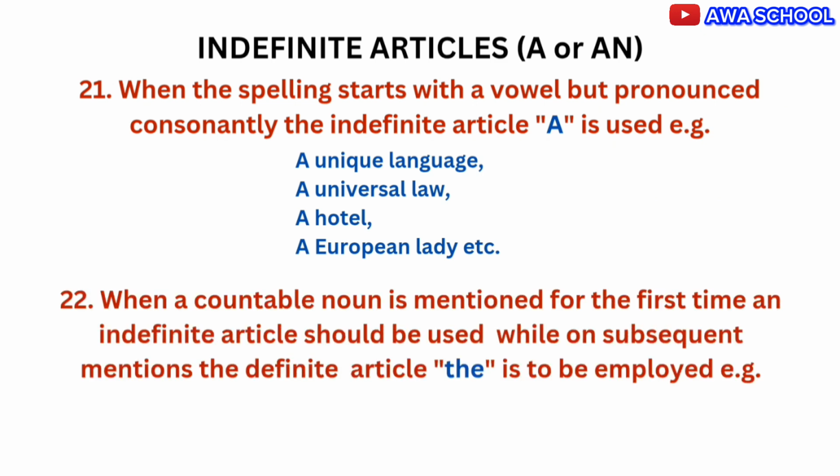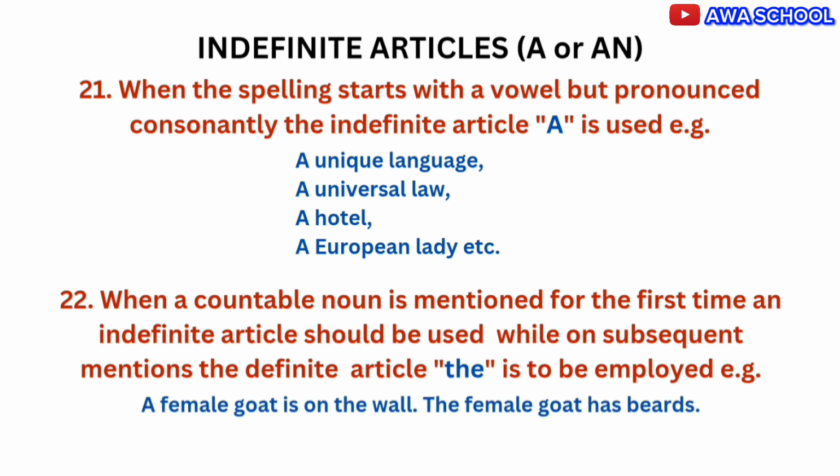Finally, when a countable noun is mentioned for the first time, make use of the indefinite article a or an. Then subsequently use the definite article the. What do I mean by this? Example: a female goat is on the wall. The female goat has beards. When we started the sentence, we used the article a. Then later we made use of the article the. I hope this is clear enough. Alright.